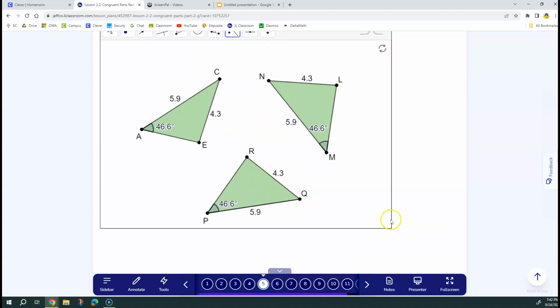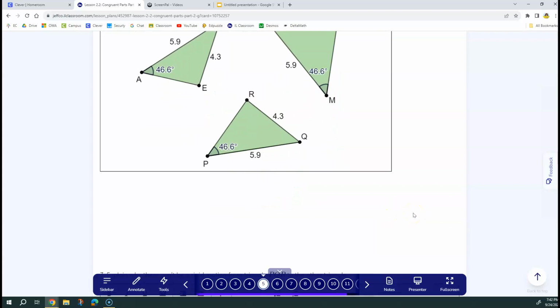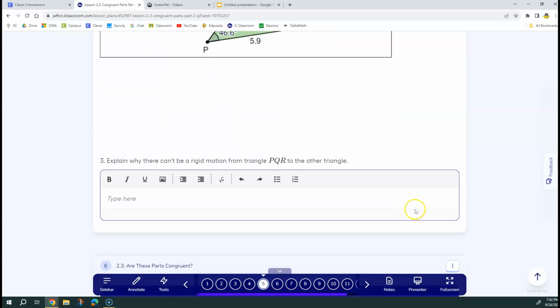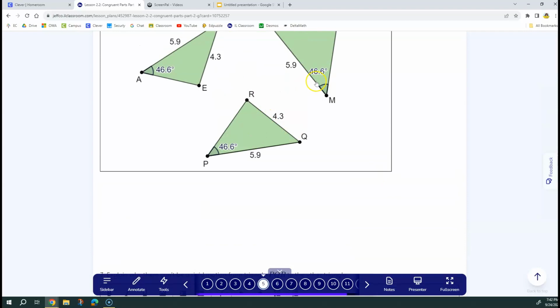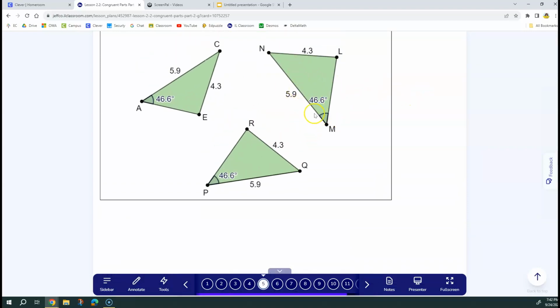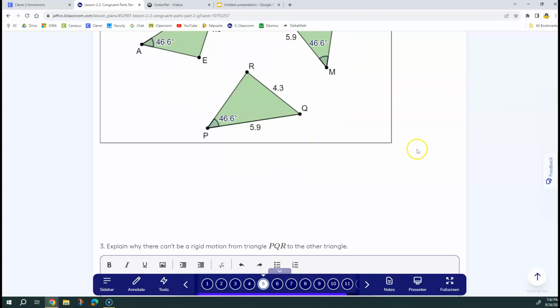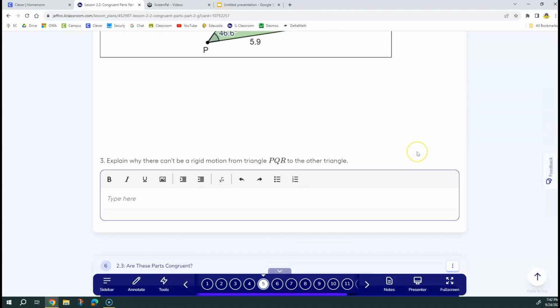All right. Once you've done that, then you can come down here. You probably found it quite difficult or impossible. Why can't there just be rotations, reflections, and translations to get triangle PQR to match exactly on top of triangle MNL? What's your explanation there? So take a moment and type that in.